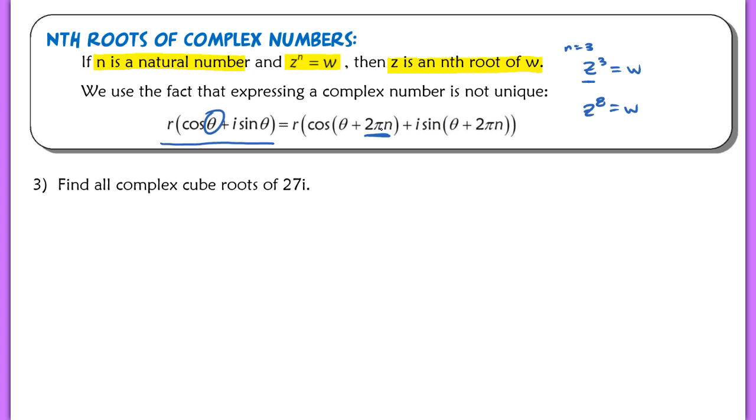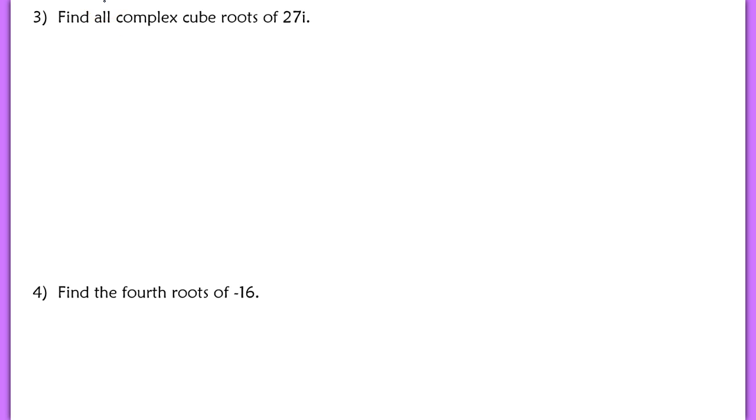The period is 2 pi. So I can continue to add 2 pi to that angle as many times as I want to get another complex number that is exactly the same as my original, okay? All right, in number 3, we're asked to find all complex cube roots of 27i, which means we want to find all z of the form z cubed is equal to 27i.